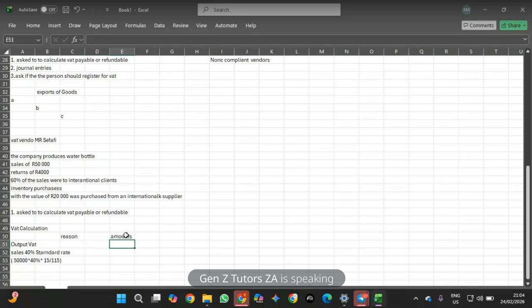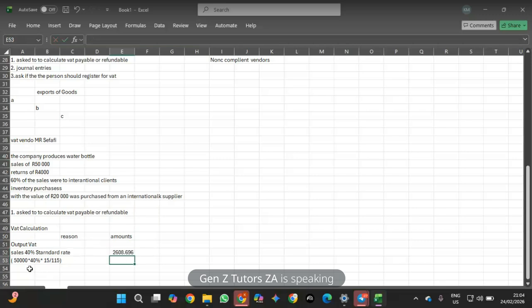Then now with your amounts, what do you have? You've got your 50,000 multiplied by 40%, which is 1.4. And then after that, you're going to multiply that itself with 15 over 115. Because this amount is the consideration itself, right? So that's going to be a very important part, right?